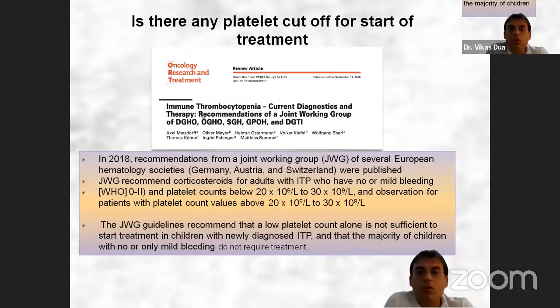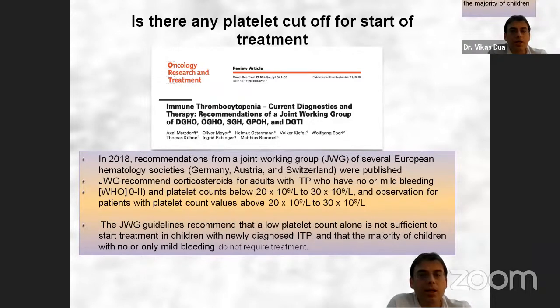Is there any platelet count for start of treatment? Quite a number of people ask us this question: is there any specific platelet count at which I should start the therapy? So the answer to that is yes. In adults, a 2018 recommendation from a joint working group of several European hematology societies, Germany, Austria, Switzerland, recommended corticosteroids for adults with ITP who have no or minor bleed and platelet count below 20 to 30,000. Observation can be done for people who have more than 30,000 platelet count.